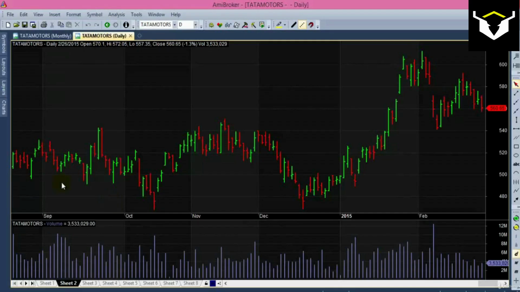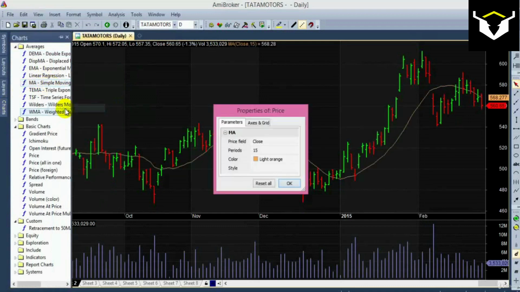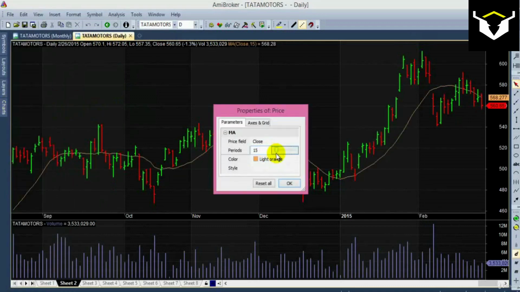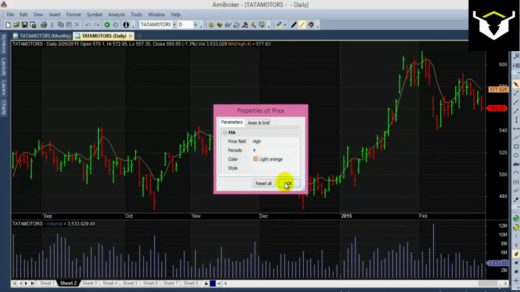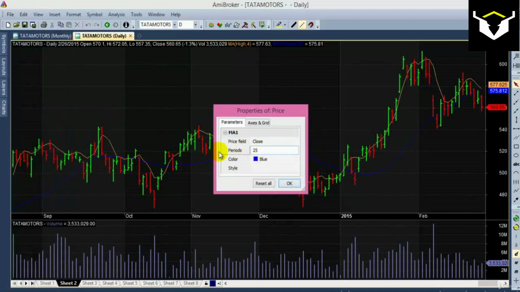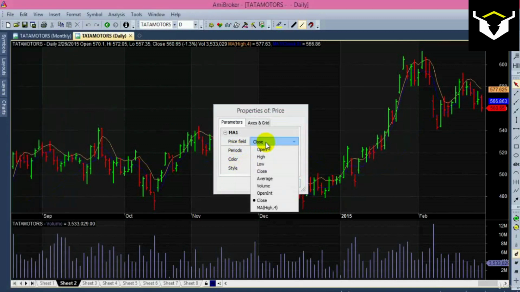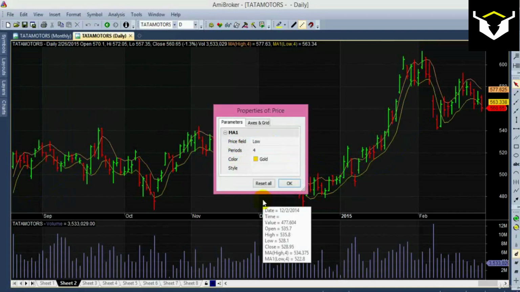Let's see an example. Following is a daily chart of Tata Motors, and let's plot various types of simple moving average with different settings. For example, I'll overlay a moving average with 4 periods as look back, and for the price field I will take high. Next I will plot the same with a look back period of 4, but this time I will take low as the price field, and I'll change the color to something more visible.